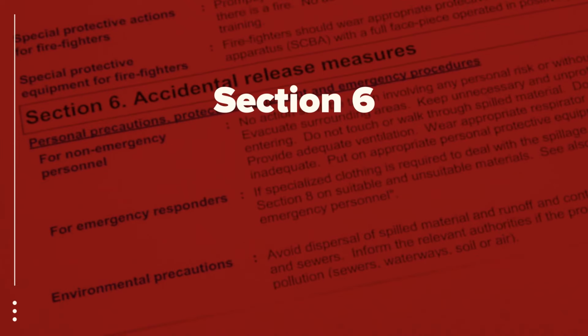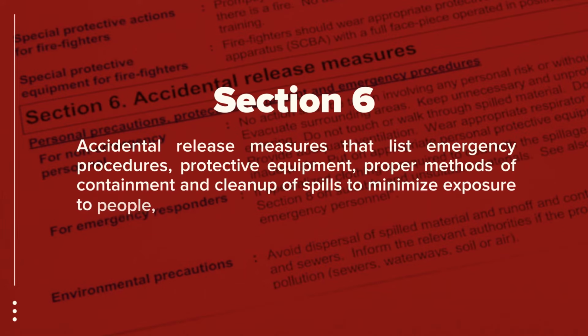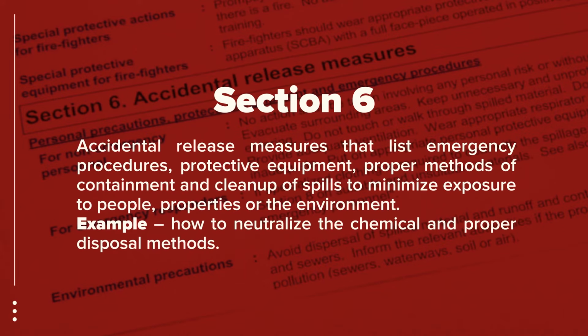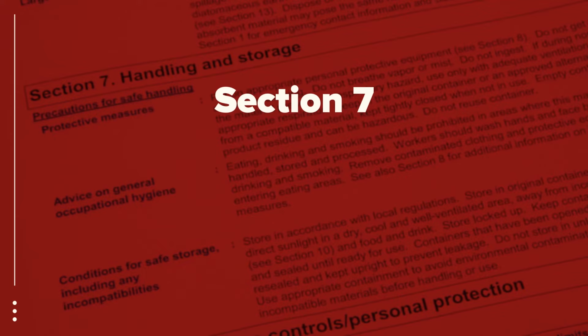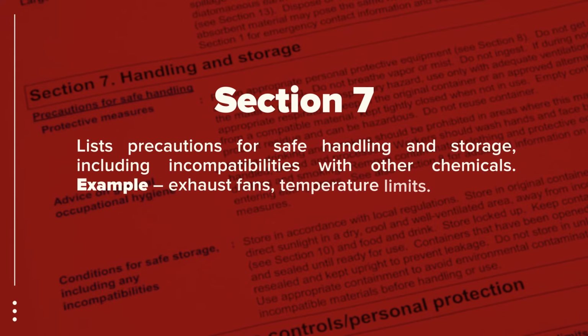Section 6. Accidental release measures that list emergency procedures, protective equipment, proper methods of containment and cleanup of spills to minimize exposure to people, properties, or the environment. Example: how to neutralize the chemical and proper disposal methods. Section 7. List precautions for safe handling and storage, including incompatibilities with other chemicals. Example: exhaust fans, temperature limits.